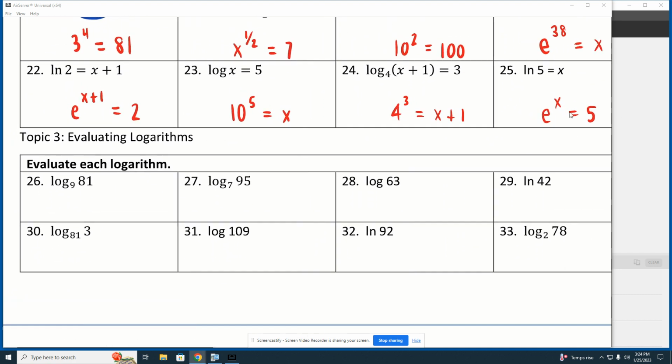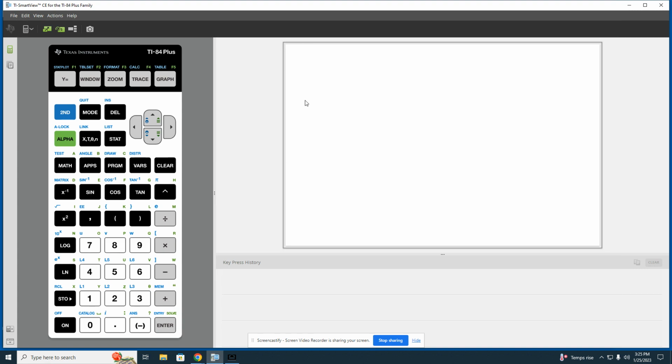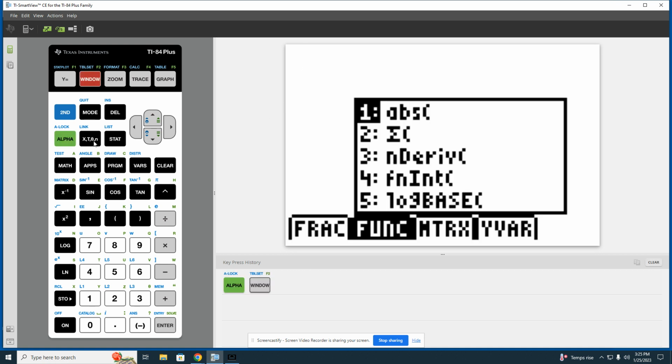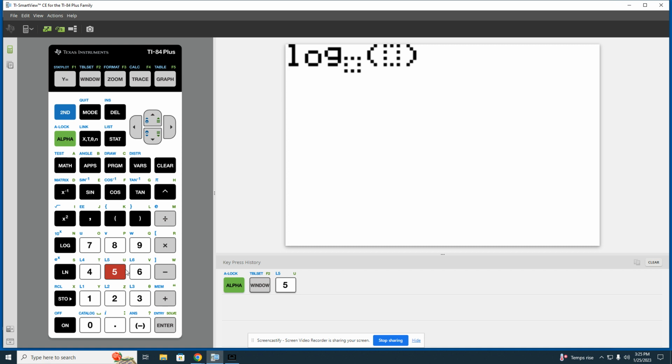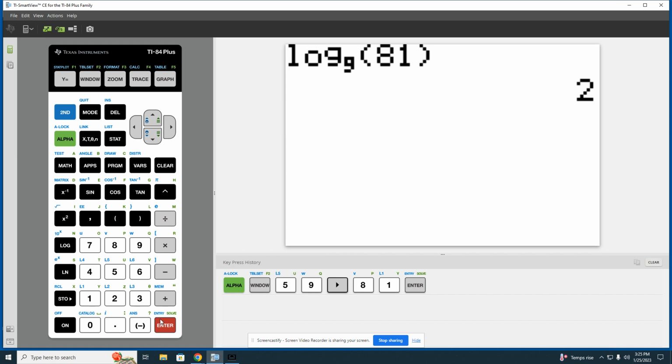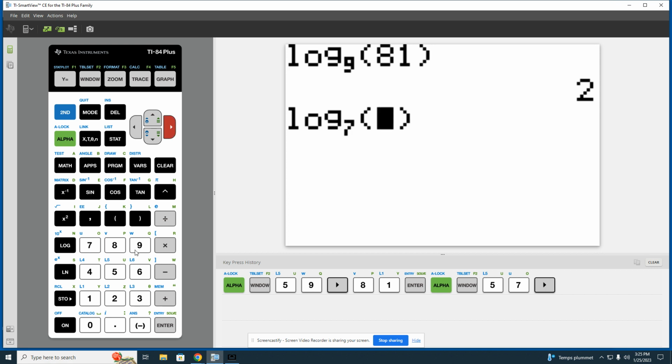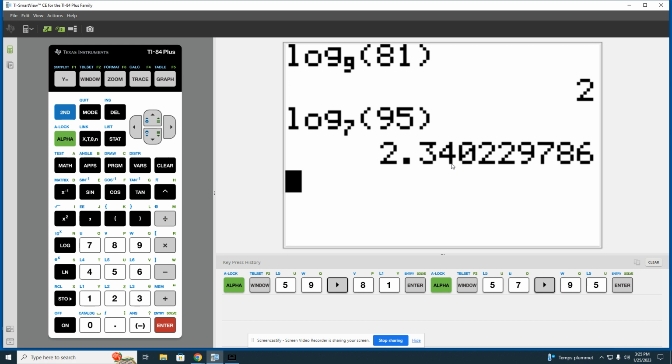Now, here we're going to go to our calculator and we're going to type these in. So I'm going to go over here to my calculator, and I'm going to type all these in with you. Okay, don't forget, log base 9 of 81, we're going to go alpha window number 5. We're going to plug in base 9 of 81 equals 2. And that's all you have to do when it says evaluate each logarithm. Number 27, alpha window number 5, base 7 of 95. And I would round to 2 decimals, so that's 2.34.